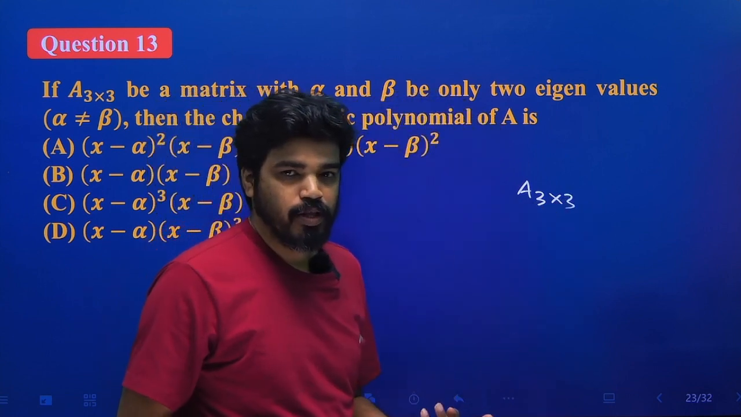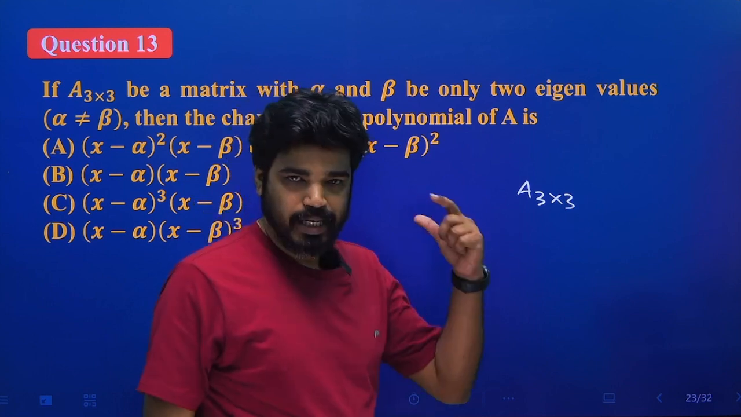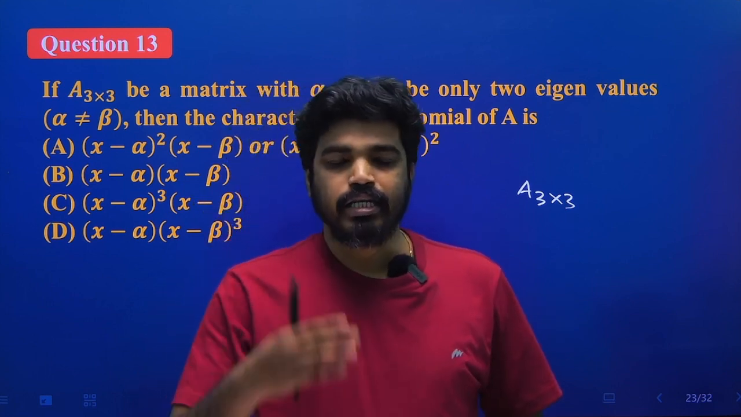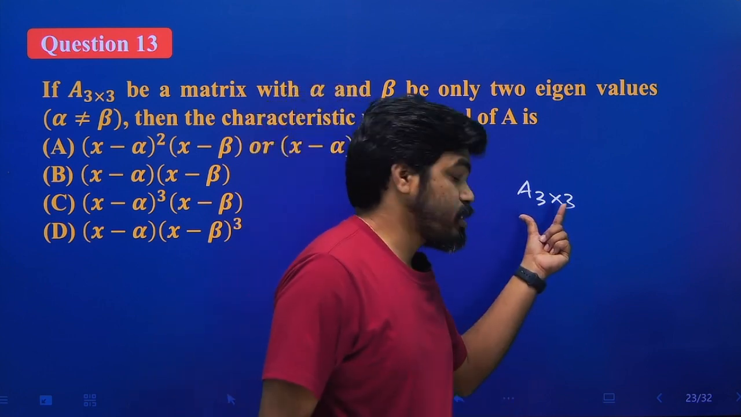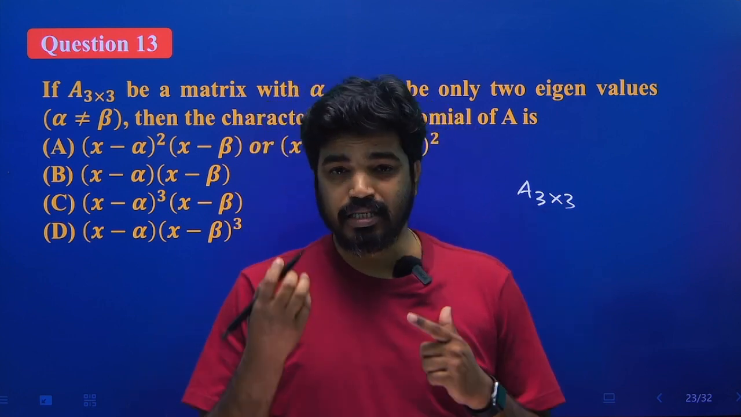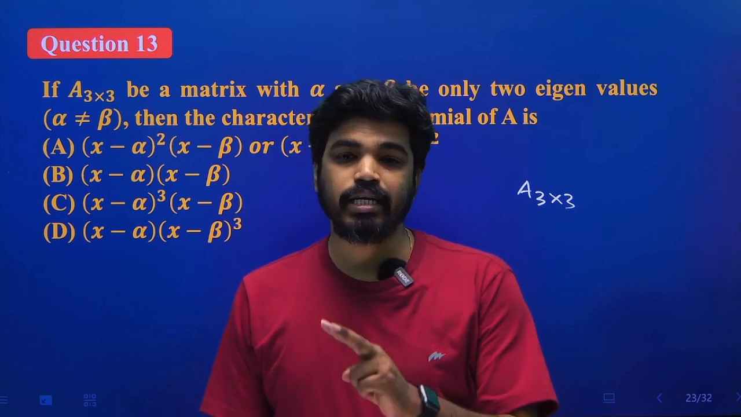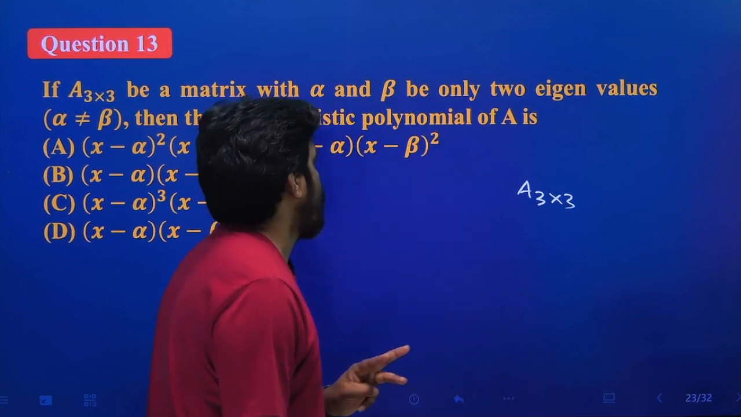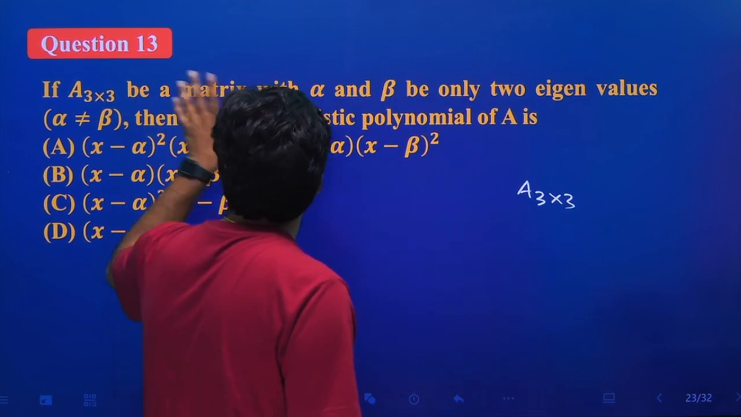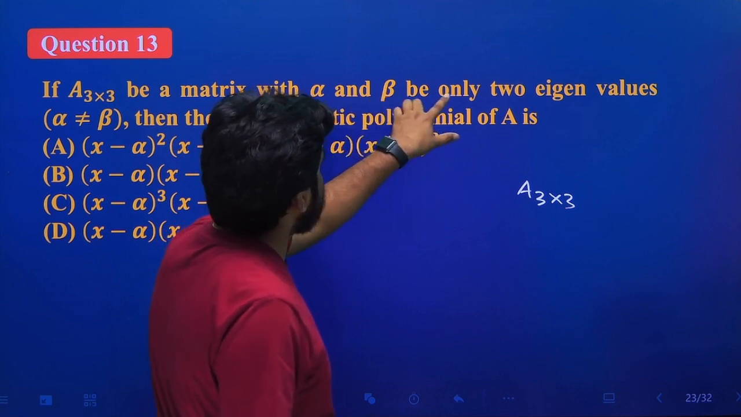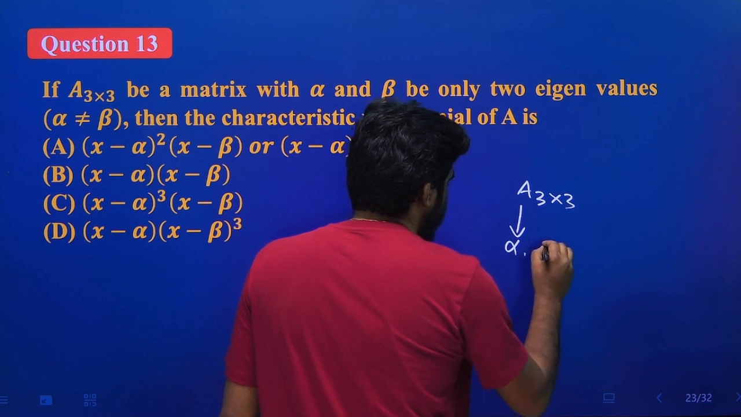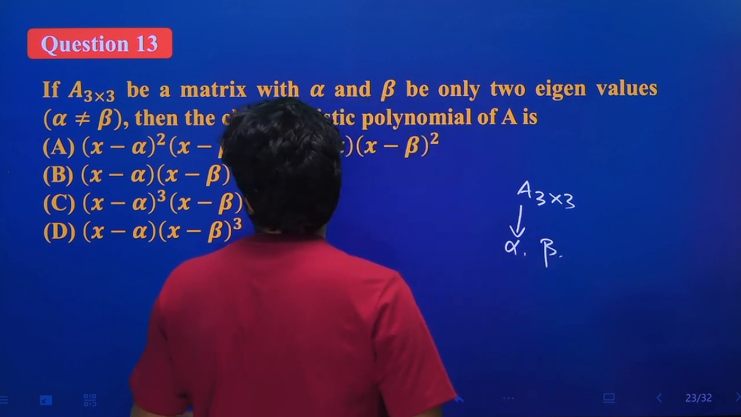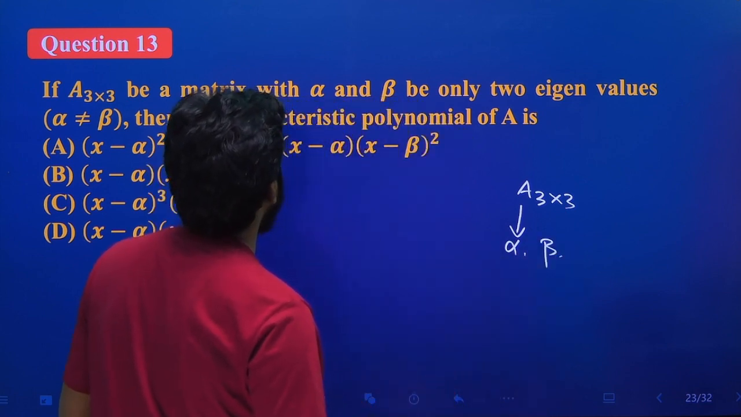How many eigenvalues will there be? Three. The number of eigenvalues equals the order of the matrix. Why? A is a 3 cross 3 matrix, so we get a characteristic equation of degree 3, right? So what is given? A be a 3 cross 3 matrix with alpha and beta as the only two eigenvalues. Then the characteristic polynomial of A.